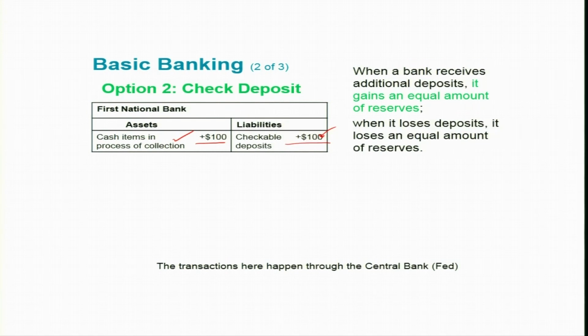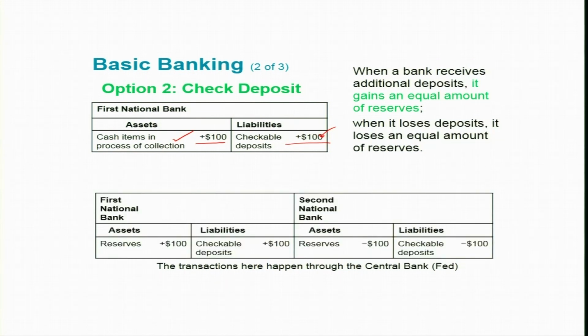So what you can see here, that means when a bank receives additional deposits, it gains an equal amount of reserves. When it loses deposits, it loses an equal amount of reserves. So this one we convert again in the form of assets and liabilities. You can see that the cash items in process of collection subsequently are going to become reserves. When they get this money, this $100 becomes reserves for this bank. And as we showed in the previous table, it also becomes a liability.